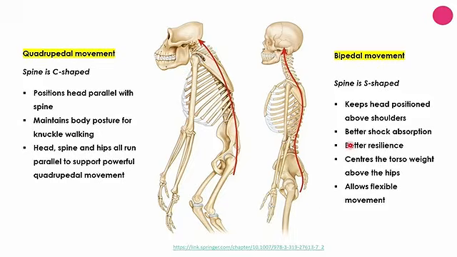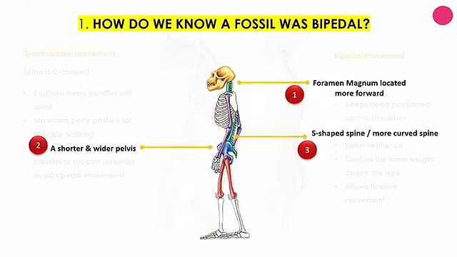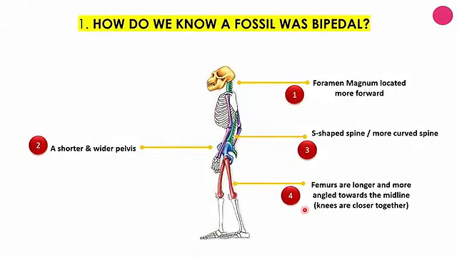Whereas with bipedal locomotion, that S-shaped spine, or the more curved spine, helps to keep the head positioned above the shoulders. It's much better for shock absorption, as well as resilience, and it allows more flexible movement for humans. Then the next thing we look at is the length of the femur, as well as how angled the femur is in terms of how close the knees are together.